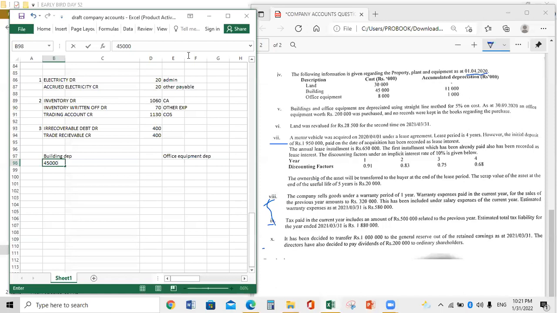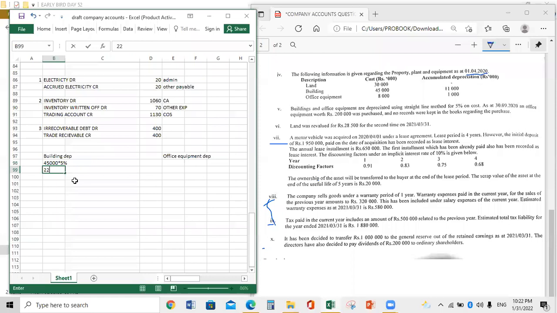So, guys, building is 45,000. So there is no adjustment related to building. They haven't given anything, so we can directly find the depreciation. Building is 45,000. Rate is 5% straight line method. So what's the annual depreciation of building? Quickly calculate and tell me, 45,000 into 5%.